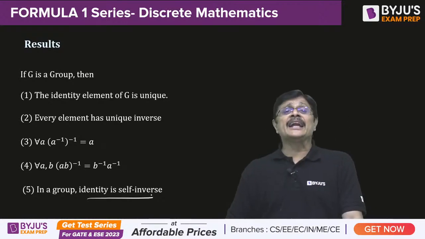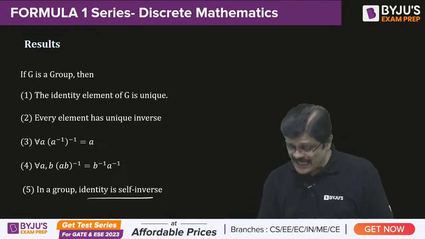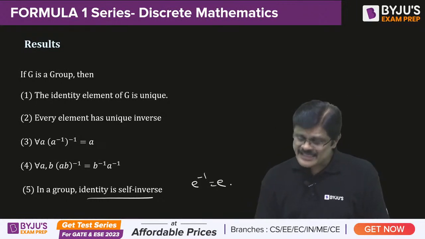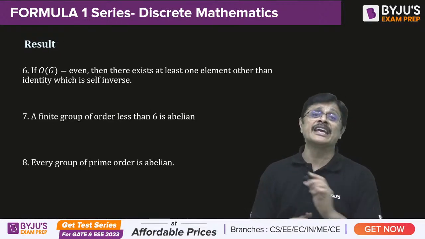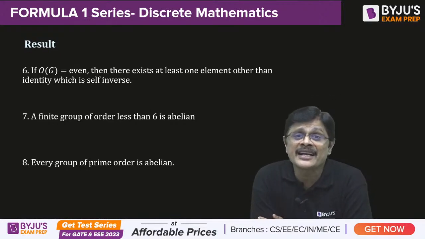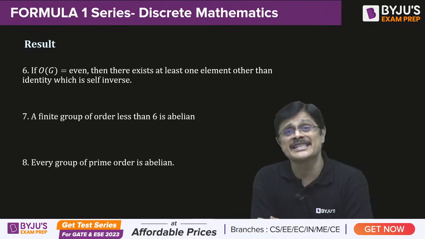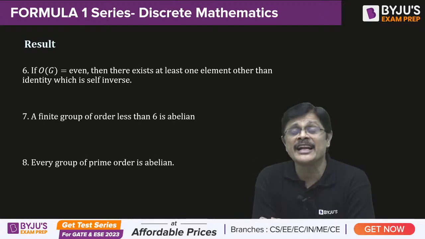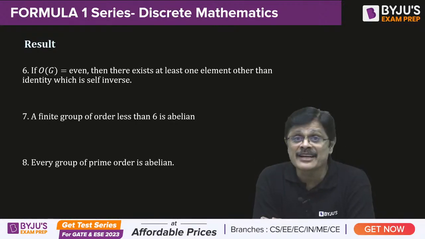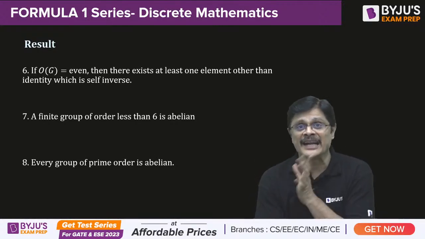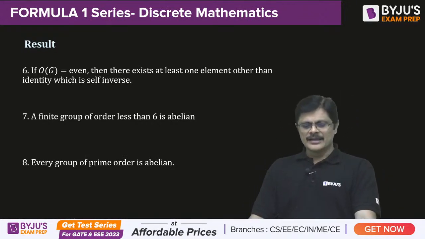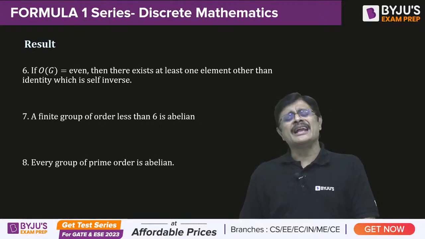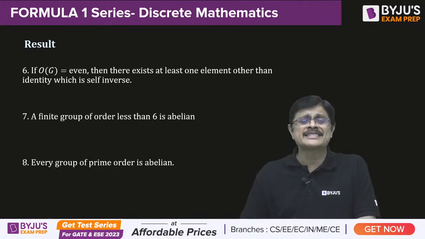And suppose E is an identity, the inverse of identity is itself. And suppose if a group has an even number of elements, other than identity, you can find at least one element whose inverse is itself. That is, we can find an element which is self-inverse, my dear friends, other than identity, if it has an even number of elements. Then a finite group of order less than 6 is always abelian.